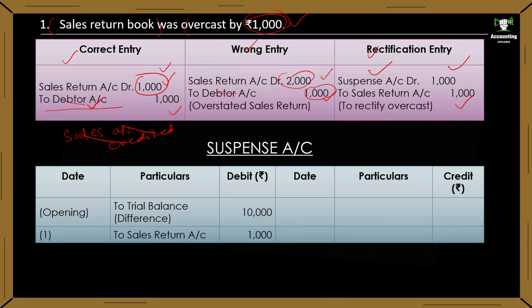Okay, next, we have to post it to the ledger account. Suspense account: in the journal, you have credited the sales return account, so in the ledger of suspense account, it has to be debited. So, first transaction: to sales return account, 1000 rupees.